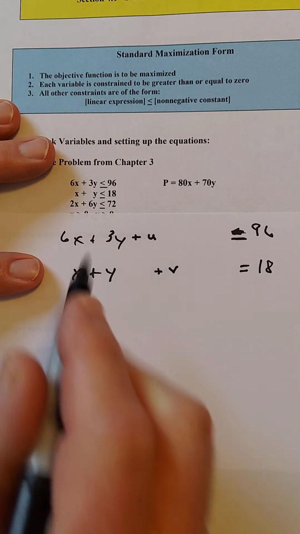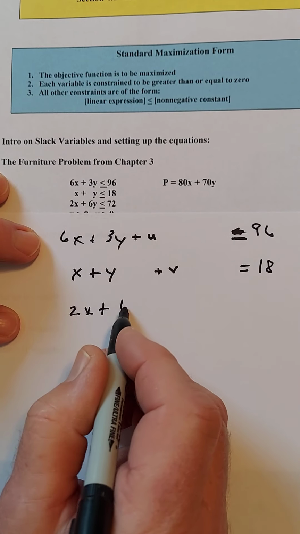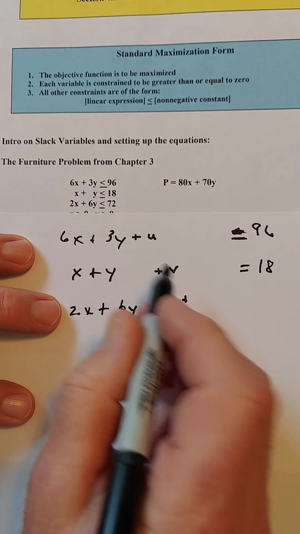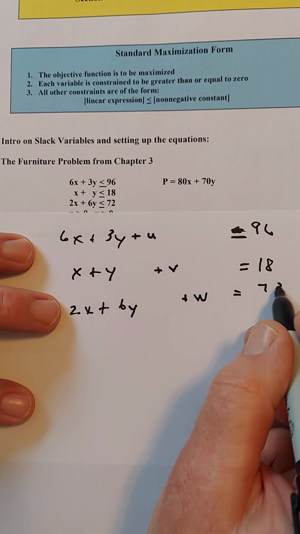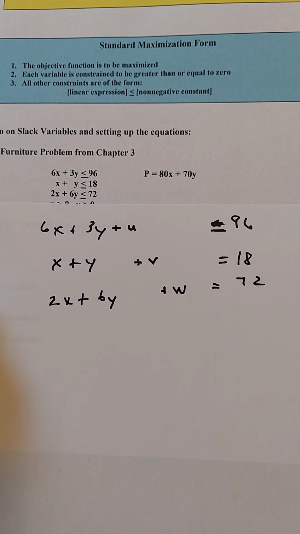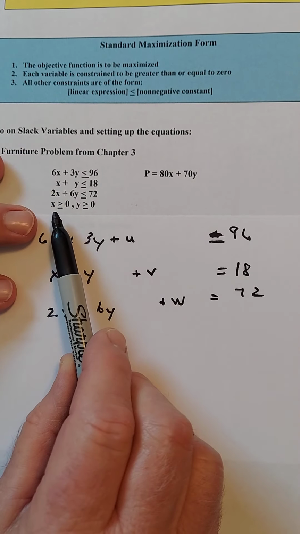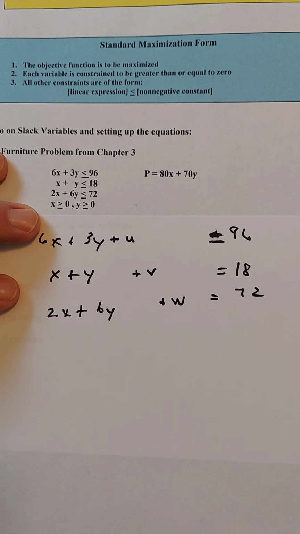Okay, then there was a third inequality, 2x plus 6y. Okay, U, V, I'll have to add something else down here to make that equal to 72. So again, I'm picking up the slack. U, V, W are all slack variables. Now the x greater than or equal to 0, y greater than or equal to 0, that really doesn't show up in your work. But that has to be true, or otherwise this method doesn't work.